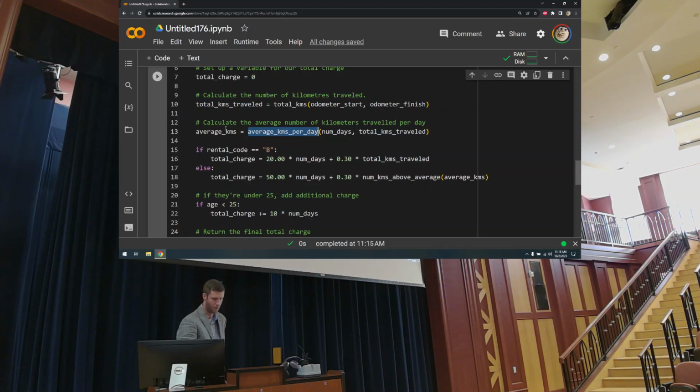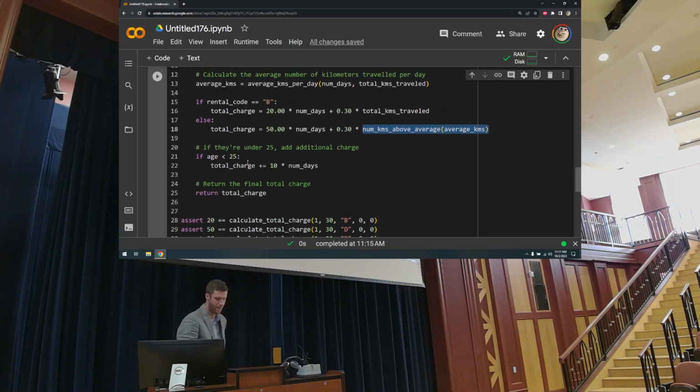Calculate the average. I check if it's rental code B. If it is, I just do that: total charge is 20 times number of days plus 30 cents times the number of kilometers they traveled. If it's not B, presumably it's D, well, it's $50 a day plus 30 cents times the average that they calculated. And here, I actually just did the function call in the same line as the calculation.